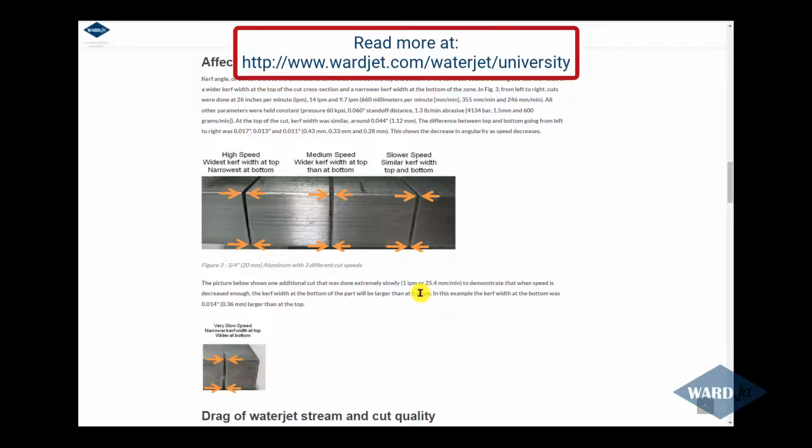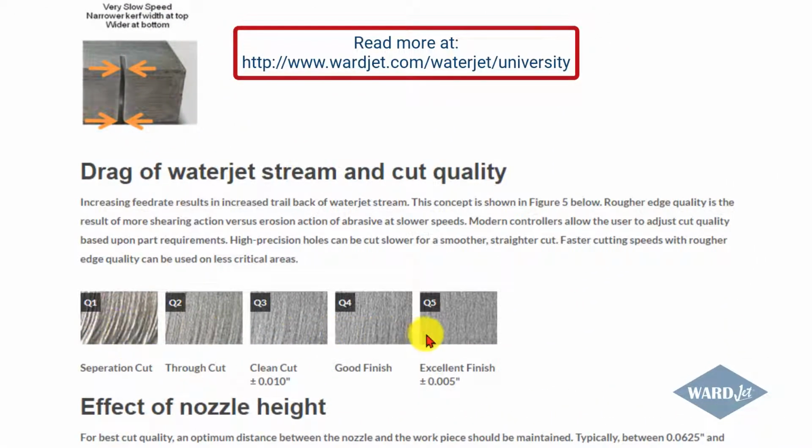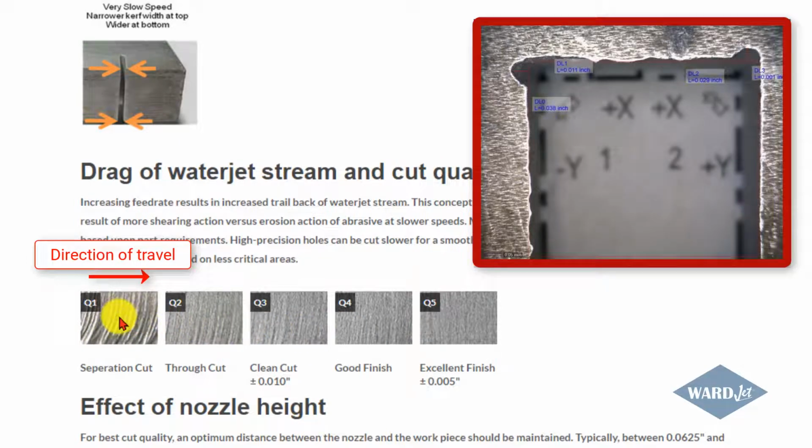The other characteristic to understand is the effect of the stream lag here. Going from right to left here, as we go faster and faster, you get more and more stream lag, and you'll see the effects of this especially in inside corners on the back side.